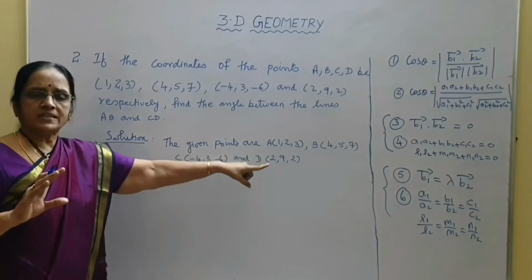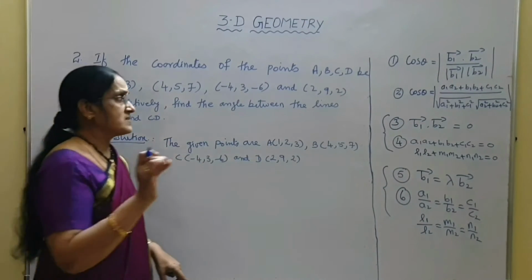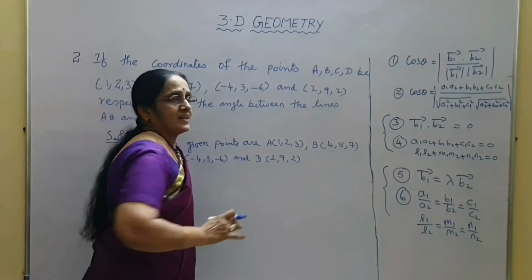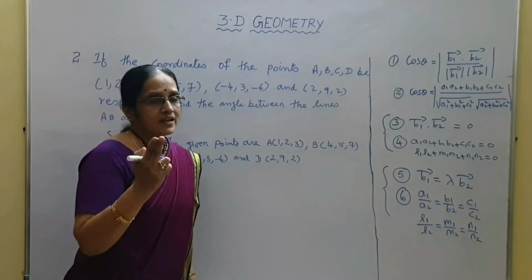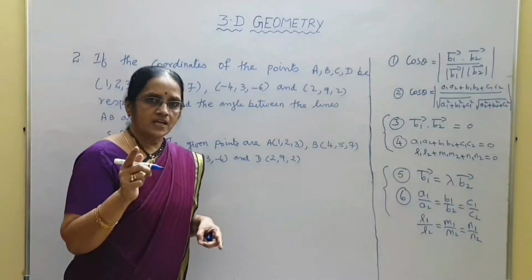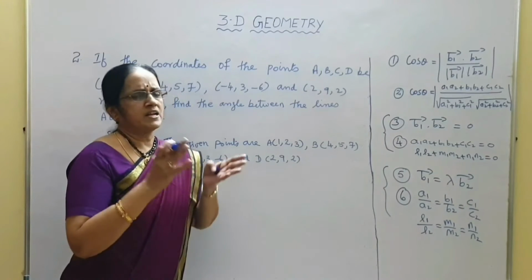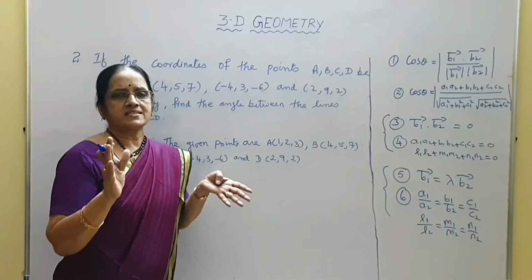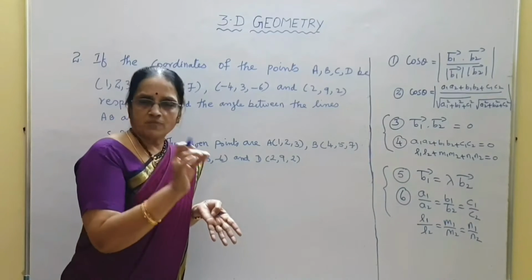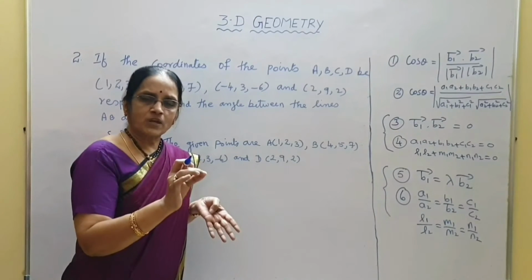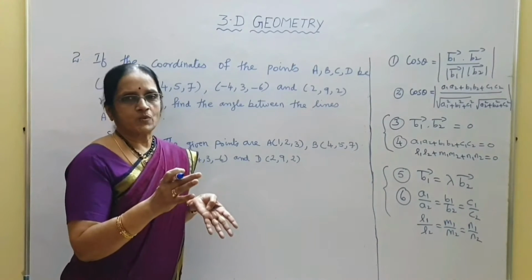DRs of AB, these easily we can find out because these are the 2 points on the line. When 2 points are there, how to find out the DRs? You know the formula and you have done many questions based on that. It is nothing but x2 minus x1, y2 minus y1, z2 minus z1.